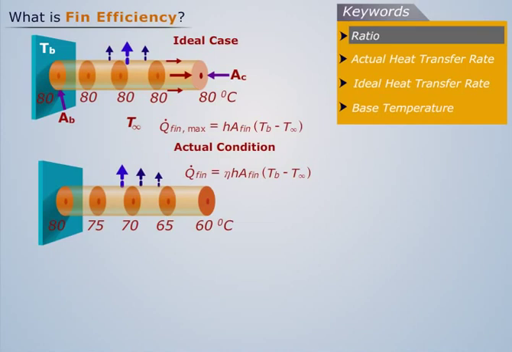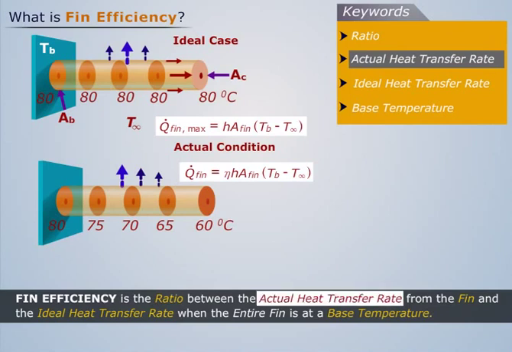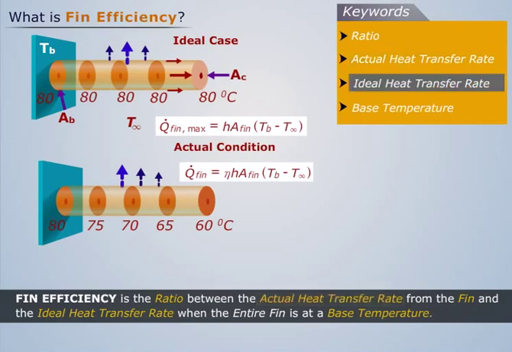Now, if we take the ratio between the actual heat transfer rate and the ideal heat transfer rate, this will give us the fin efficiency. Thus, fin efficiency is the ratio between the actual heat transfer rate from the fin and the ideal heat transfer rate when the entire fin is at a base temperature.